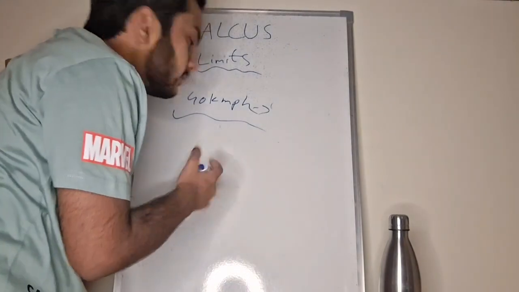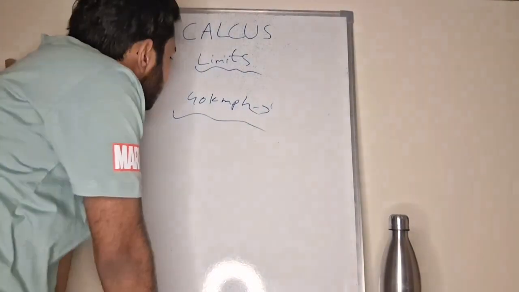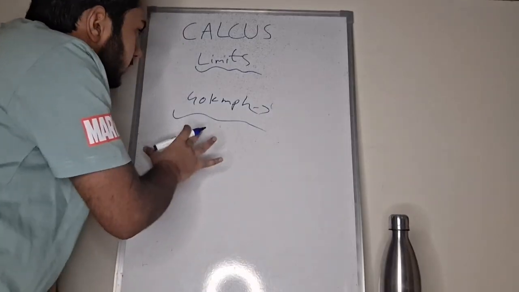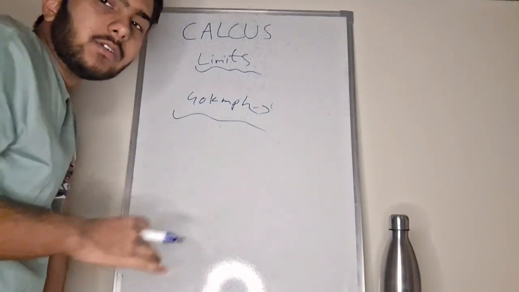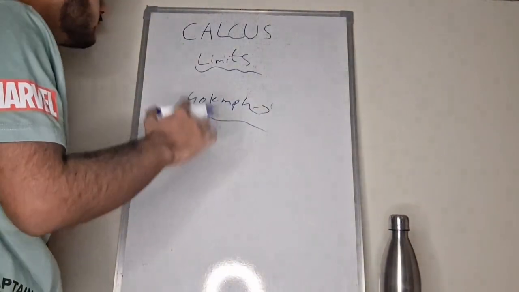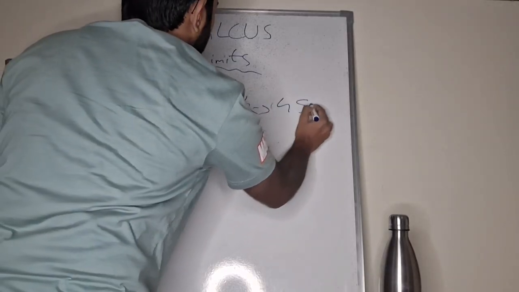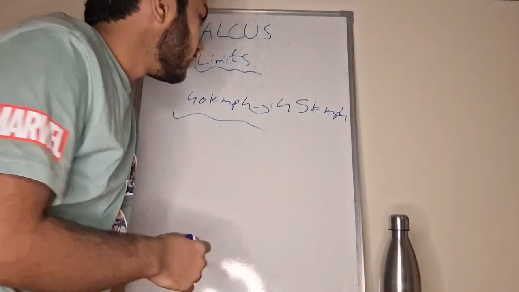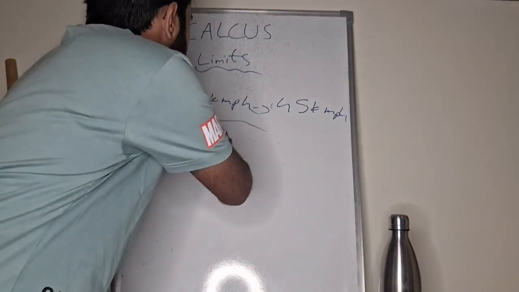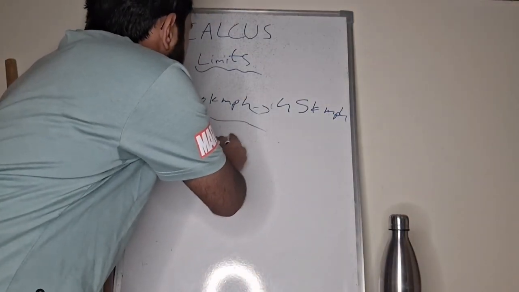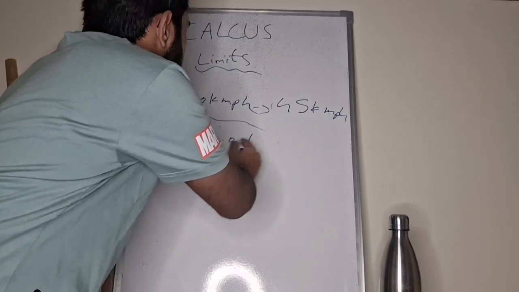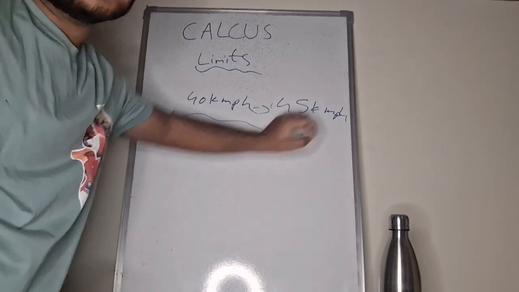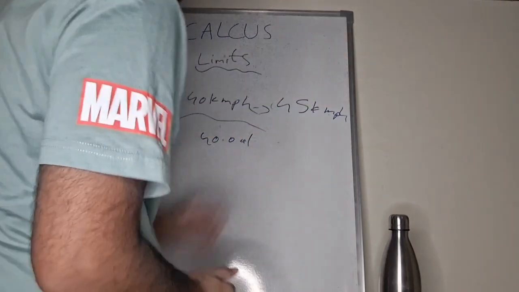But does it happen that one moment it is 40 km per hour, and the moment you press the accelerator, it jumps to, let's say, 45 km per hour? That does not happen. It takes time. Before that, it goes through, like I said, 40.001, and then it continues its journey towards 45 or whatever.